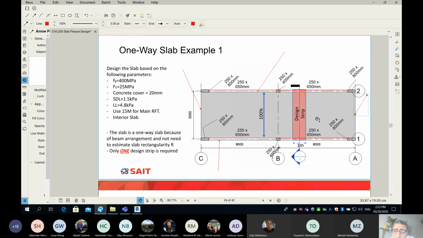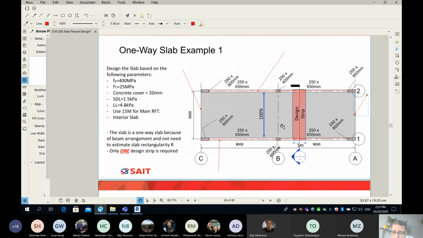That's not required, because whatever the R, it doesn't matter, because the slab has only one way to bend, because only two sides of the slab are being supported. That's why, please don't waste your time. Don't estimate the R, which is written over there.